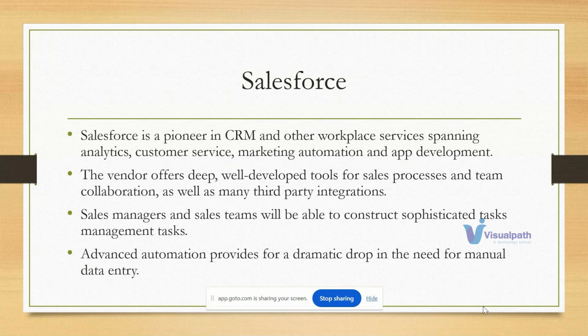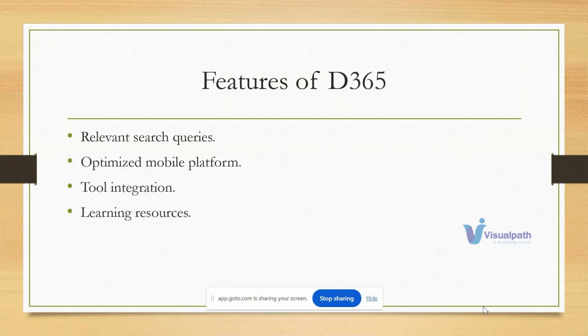And here, what are the features of Dynamics 365? If you check here, the relevant search queries, optimized mobile platform, tool integration, and learning resources. Because in D365 we do have a learn option as well. Dynamics is going to upgrade every 6 months or so, because those Microsoft guys continually update the application so that they stay competitive in the market. So what are those things that have been updated? Those things will be found under the learning resources, the relevant search queries, and the optimized mobile platform.